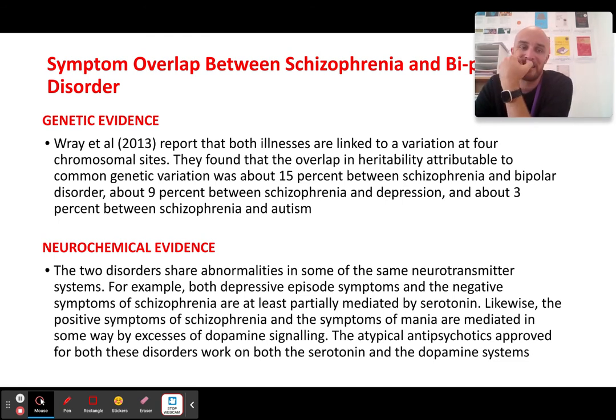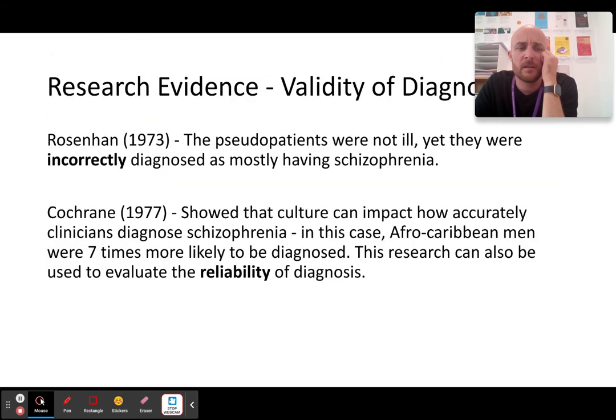I'm just going to pause this here. This shouldn't be here, but this is for symptom overlap. This is a bit of AO3 here, that we're going through. And you also definitely need to know Rosenhan's research. Rosenhan's research is one of my favorite pieces of research ever conducted.